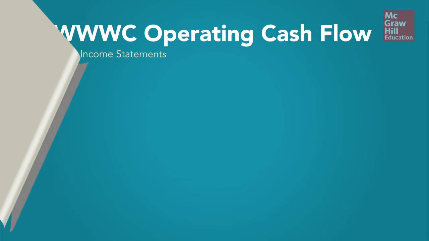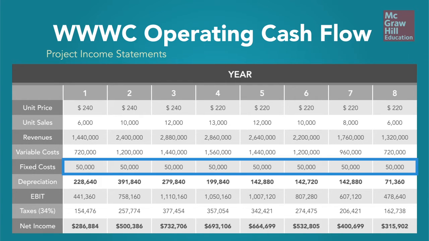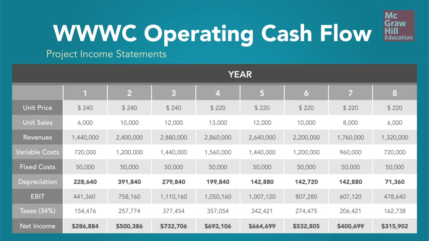Now, let's put together the revenues we calculated, the variable cost per unit that was equal to $120 per unit, the fixed costs that were equal to $50,000 per year, and the depreciation that we calculated for each year. Once we have the EBIT, we can calculate the taxes and the net income. For this project, we did not have any interest expense to calculate.